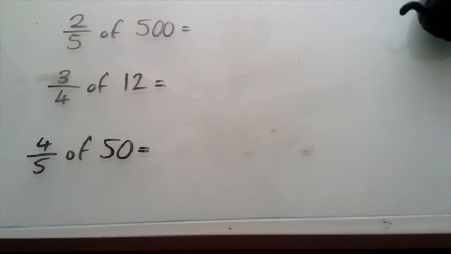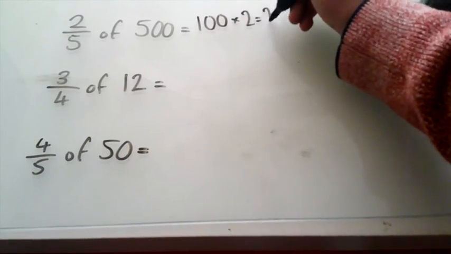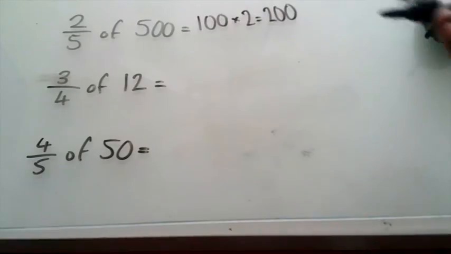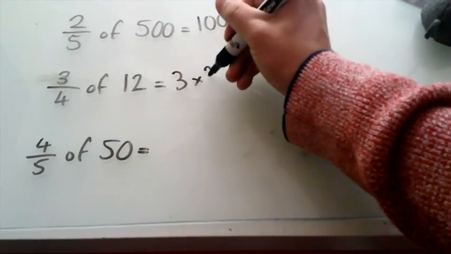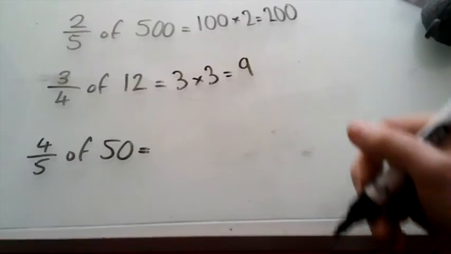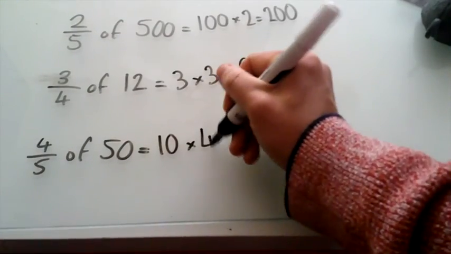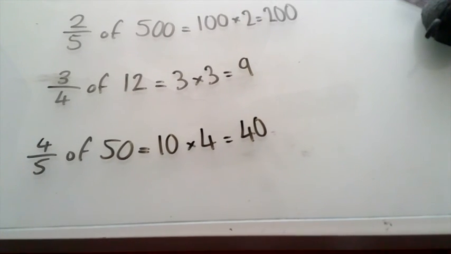Okay, so we do 500 divided by 5, which will give us 100, times by our numerator. So 100 times 2 is 200. For the next one, we've got 12 divided by 4, which will give us 3, times by our numerator, which is 3. So our answer would be 9. And this one, we've got 50 divided by 5, which will give us 10, times by our numerator, which is 4, which will leave us with 40 as our answer. So your answers are 200, 9, and 40.